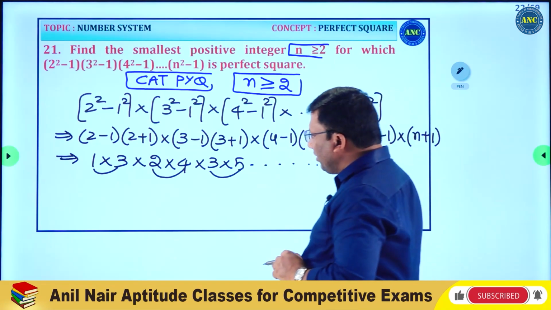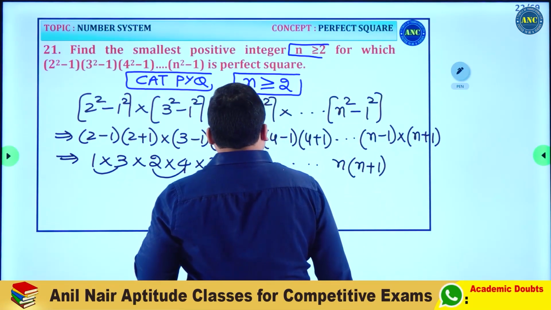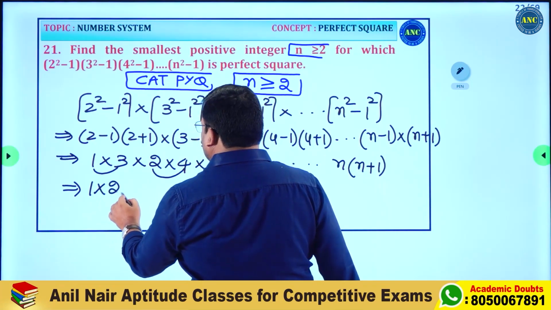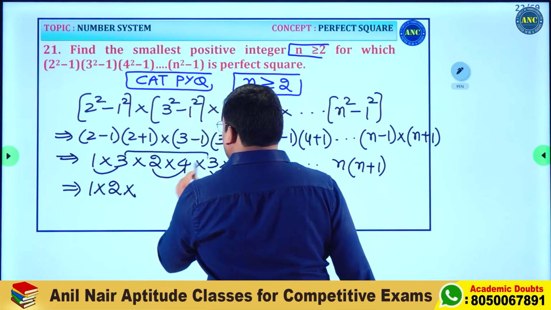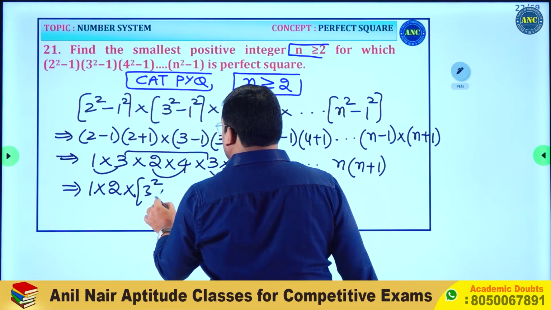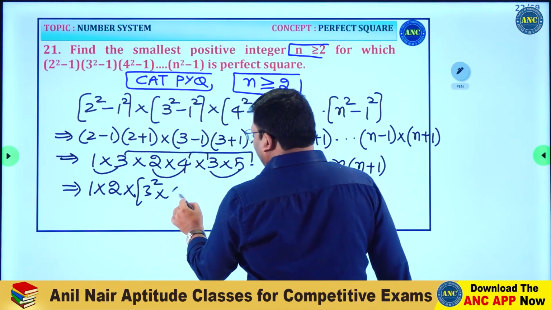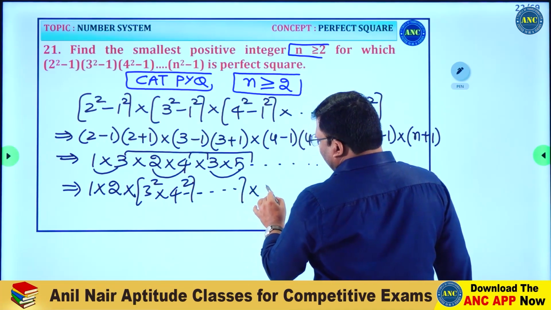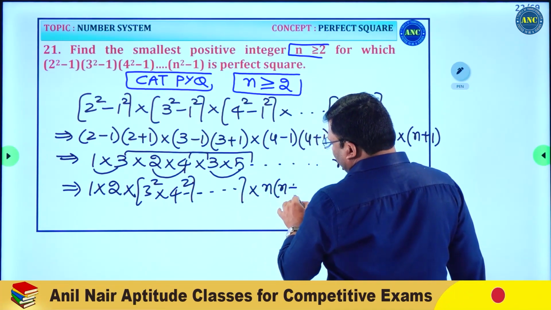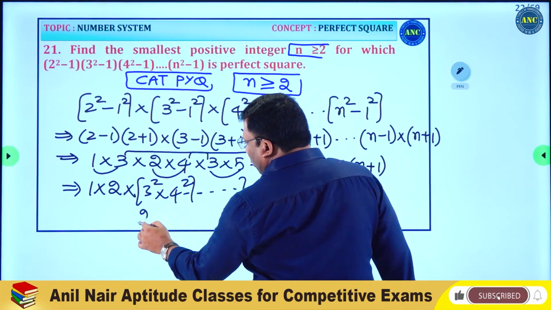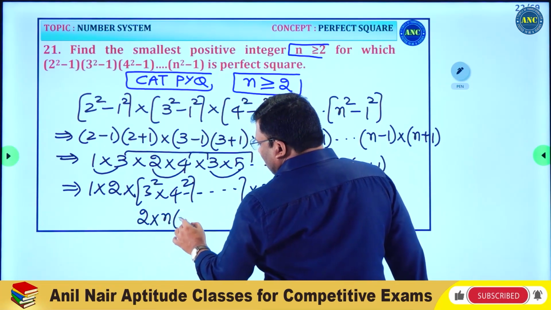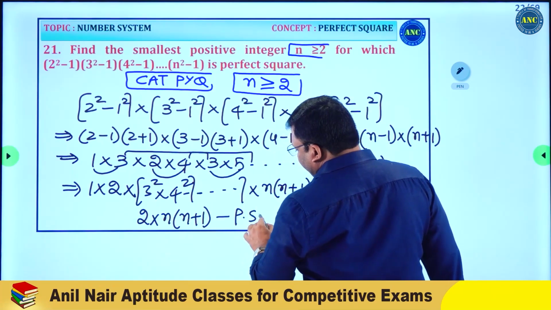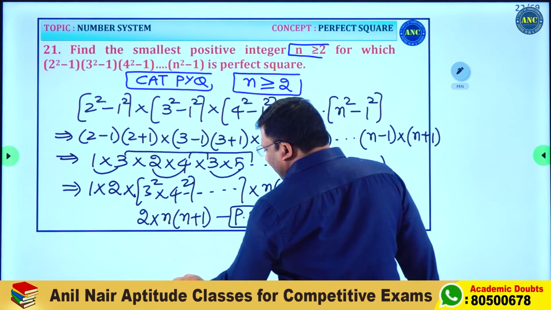Now if you observe carefully, if I write separately, this will be 1 into 2, then 3 into 3, 3 square I will get, 4 into 4, 4 square I will get. So this will be a square value. Remaining is n into n plus 1. So 2 into n plus 1 should be a perfect square.